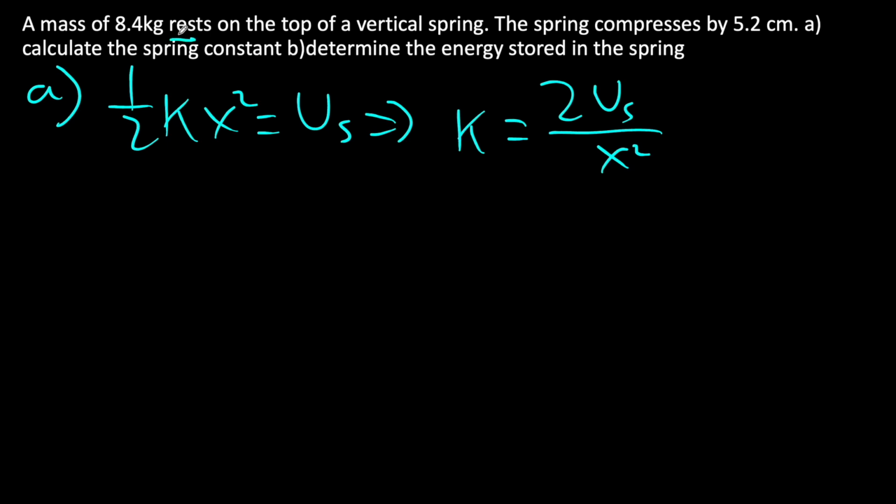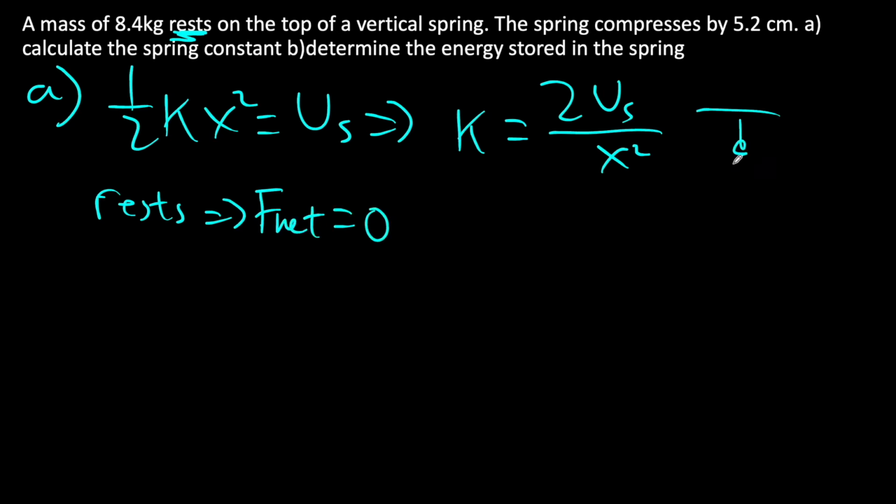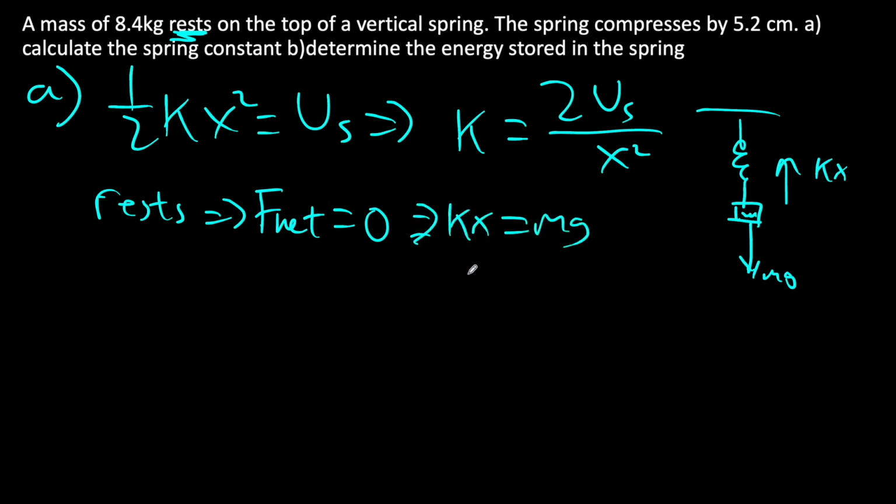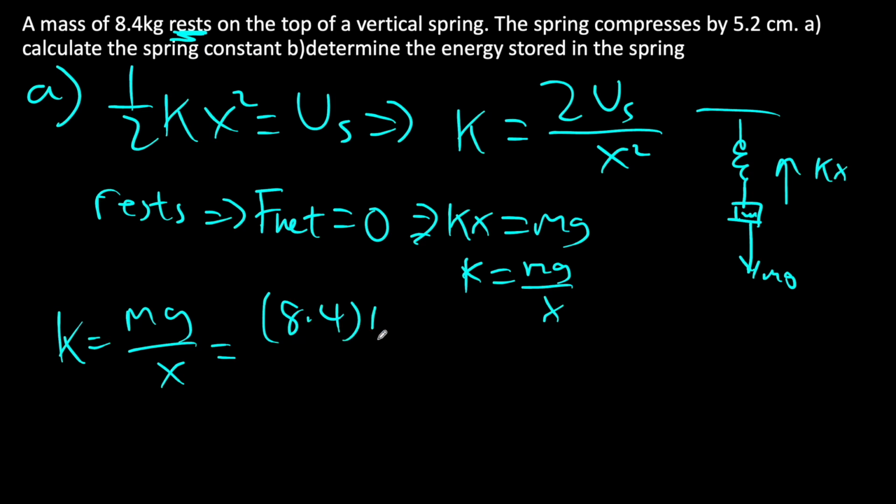So this one we know is at rest. At rest means the net force is equal to 0, right? So this is the spring, this is the object, and the object receives a force of gravity and a spring force. So we know kx is equal to mg, so k is equal to mg over x. So k is equal to mg over x, which is equal to 8.4 times 9.81 over 5.2 centimeters, which in meters is 0.052.